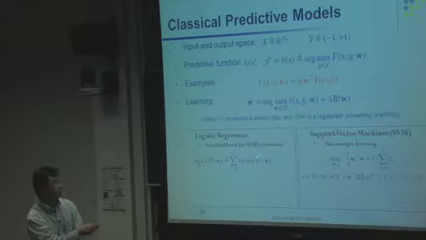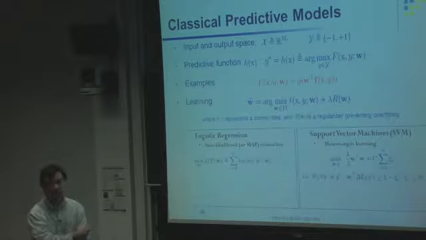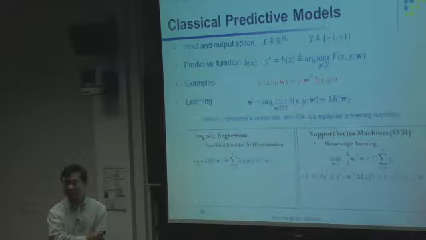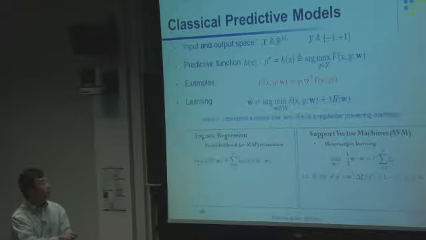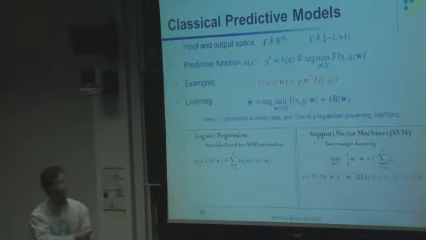What is G? If you want to make the connection, in logistic regression, the G takes the form of what? A sigmoid function, right? G is exponential of W F divided by 1 plus exponential of W F, right? What is the form of G in terms of an SVM?